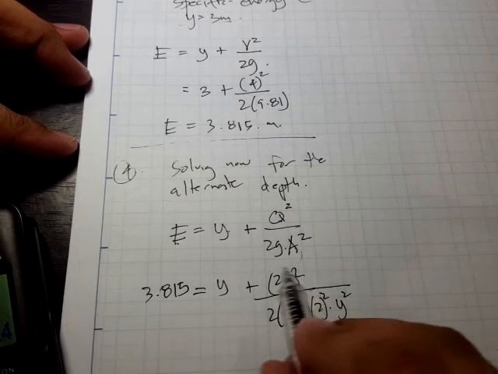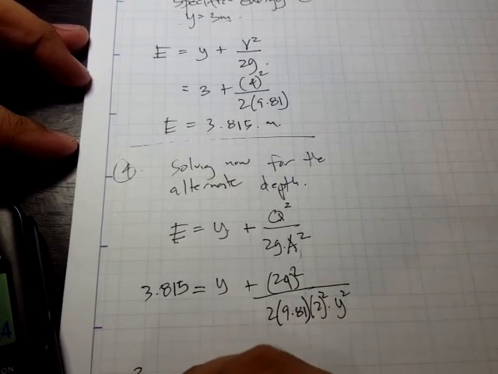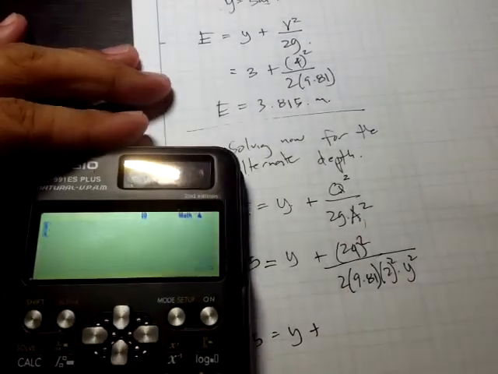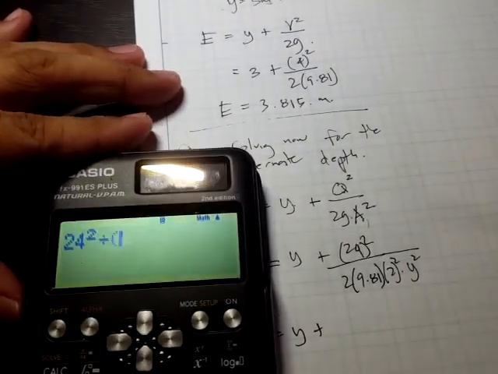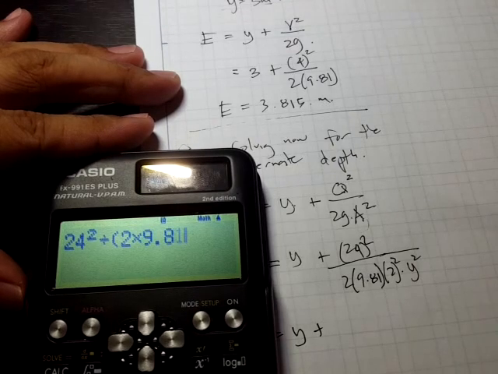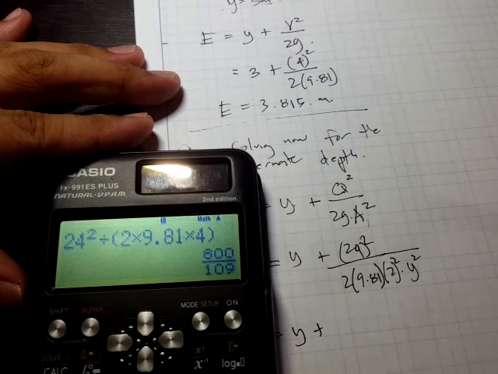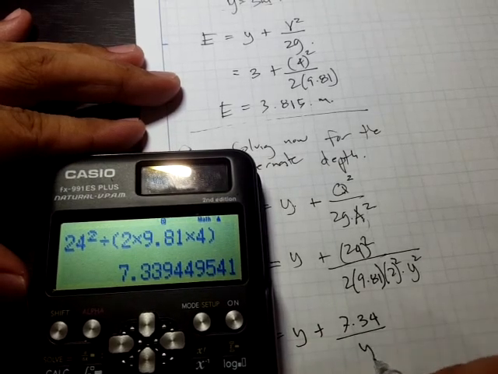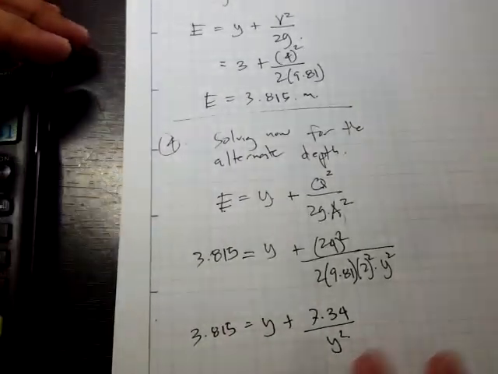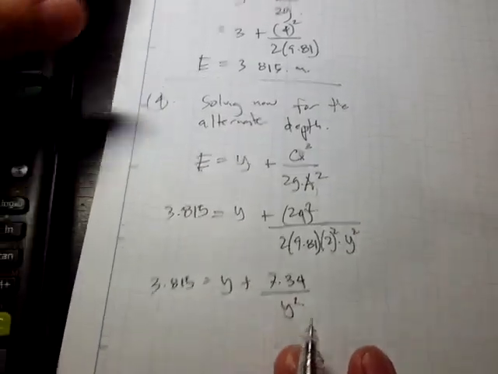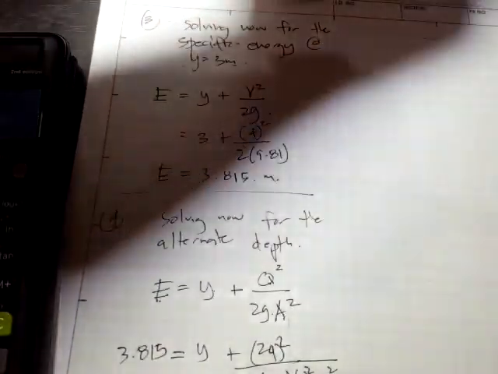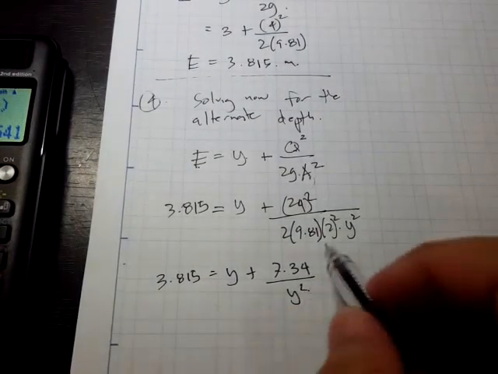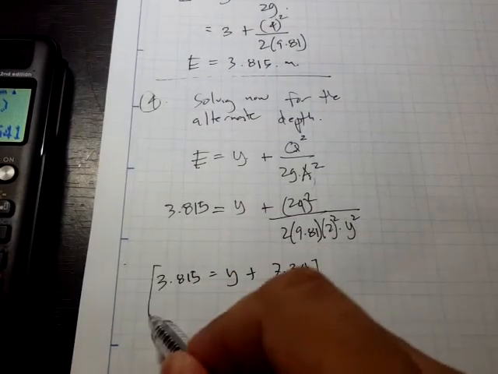Okay, so let's simplify first the constants here. So 3.815 is equal to y plus 24 squared divided by 2 times 9.81 times 4. And this is 7.34 divided by y squared. Okay, so now let's arrange the terms because this will be a cubic function.